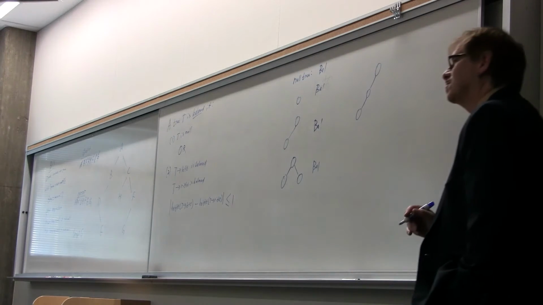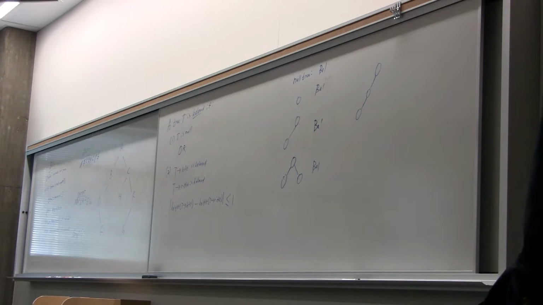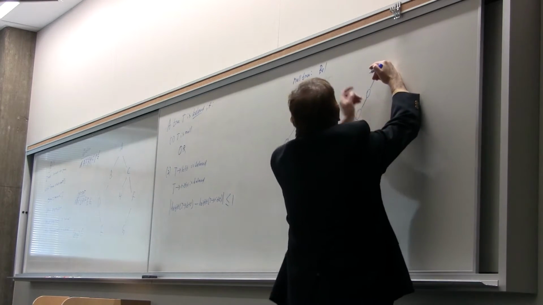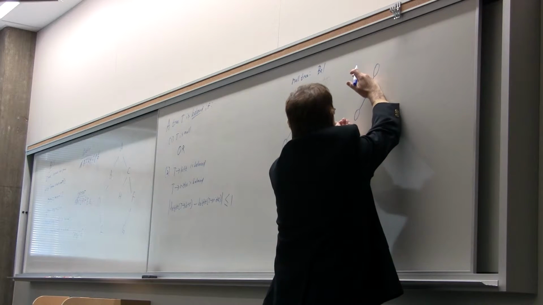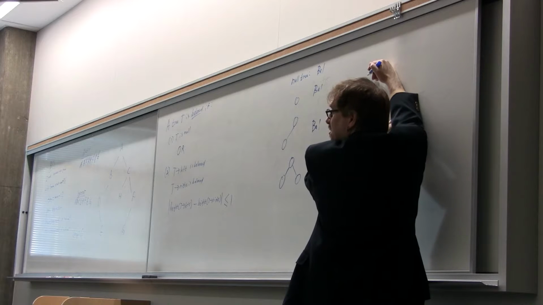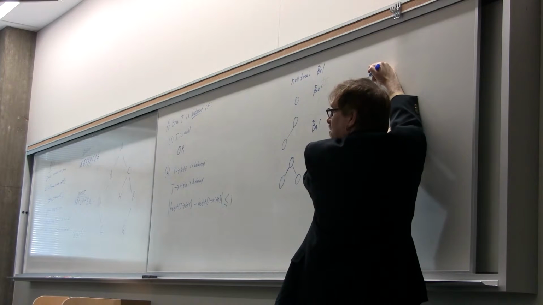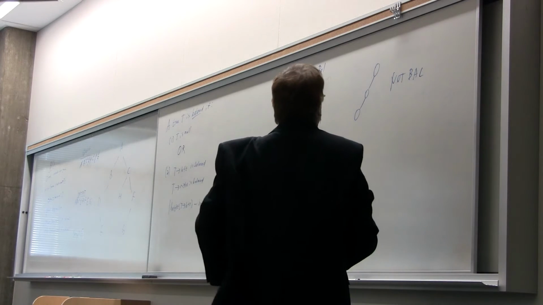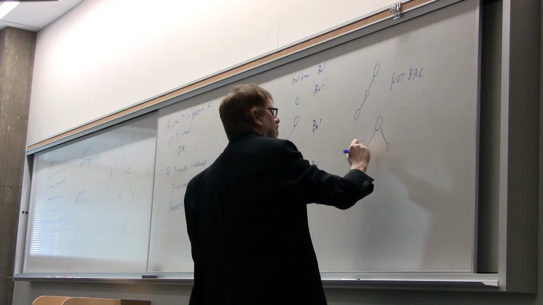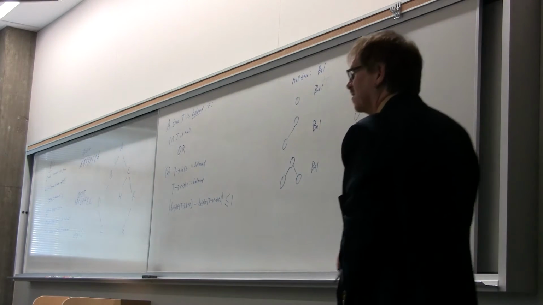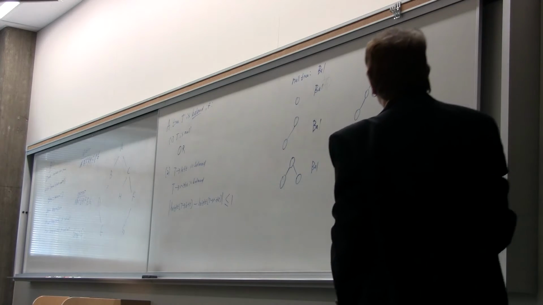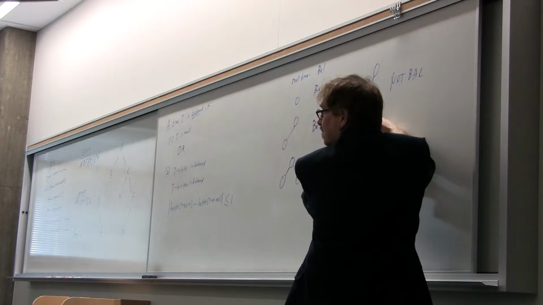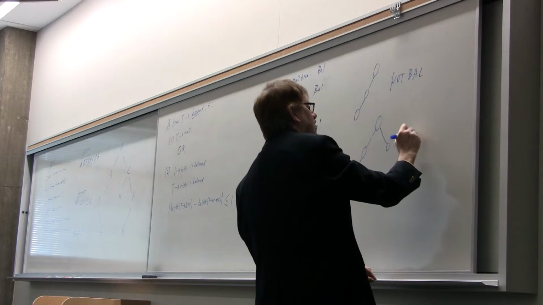What about this? So the left subtree is balanced. The right subtree is balanced. The height of the left subtree is 1. The height of the right subtree is -1. 1 minus -1 is 2. That's bigger, so this is not balanced. But this will be balanced, because that's balanced, and this has a height of 1, and this has a height of 0, and those differ by only 1, so this is balanced.